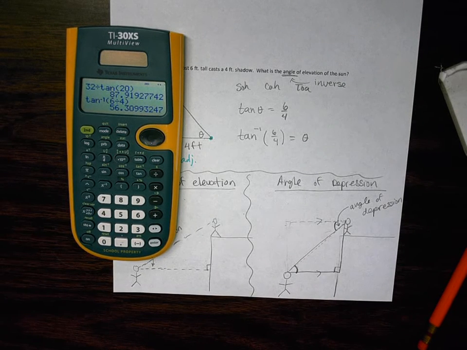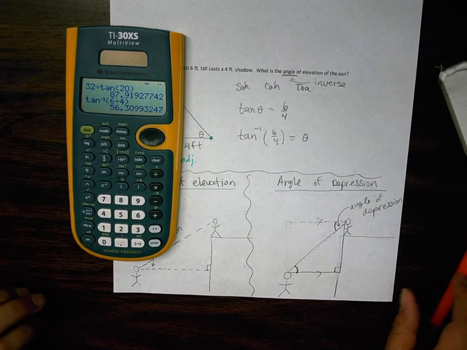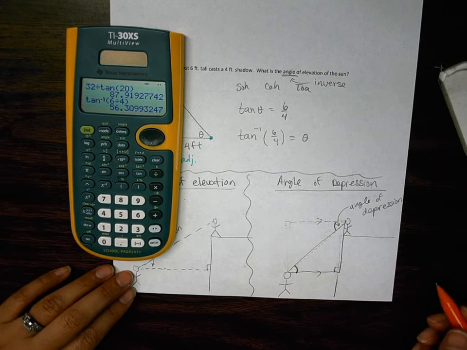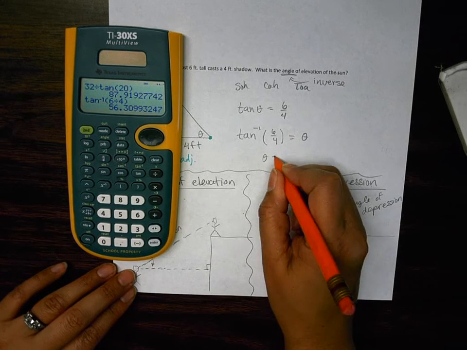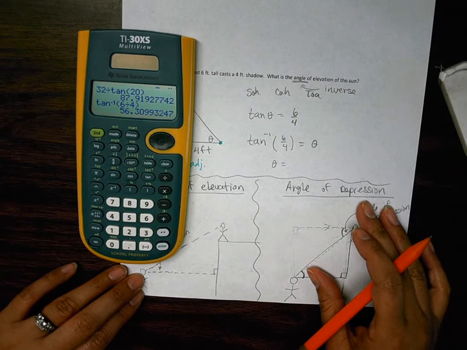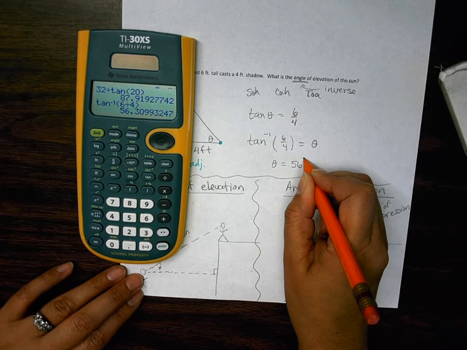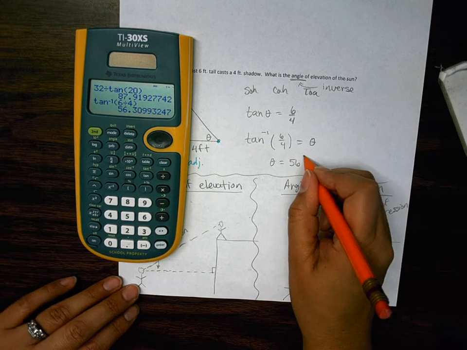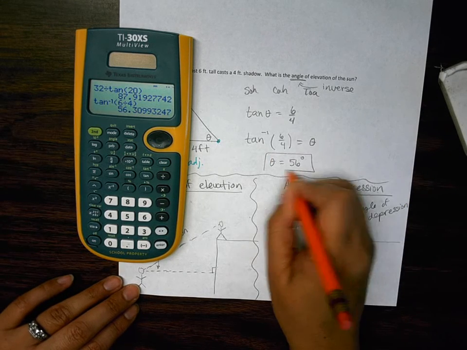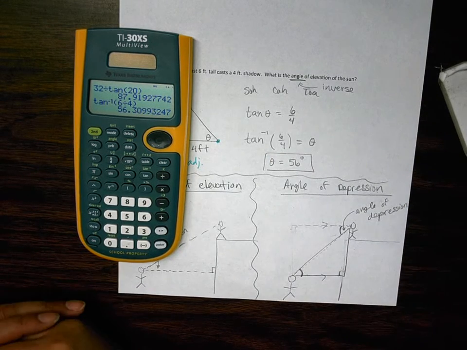We still have time, guys, so you're not packing up. What do we get? Theta equals 56 or 57? 56 what? No, not 0.3. We're going to leave a whole number, degrees. 56 degrees. Questions?